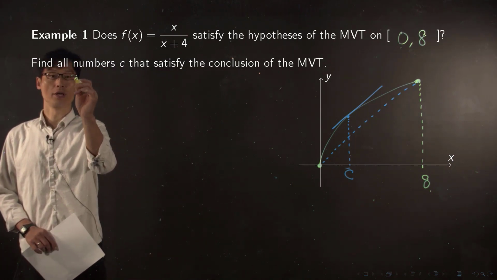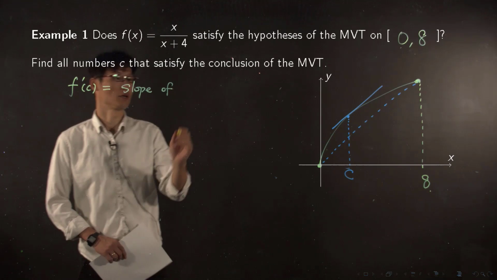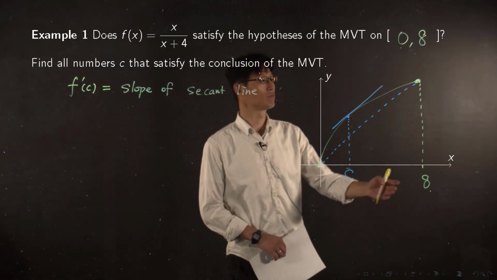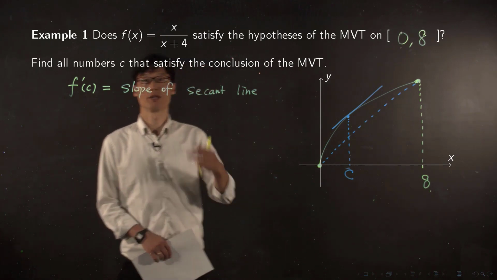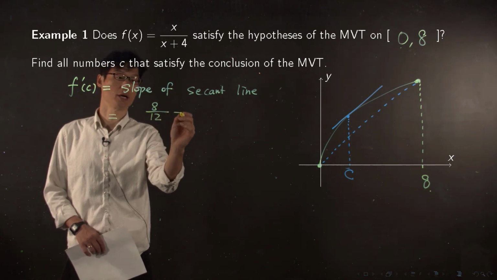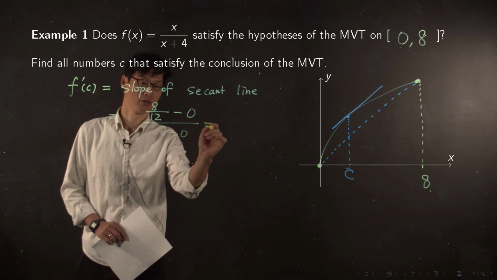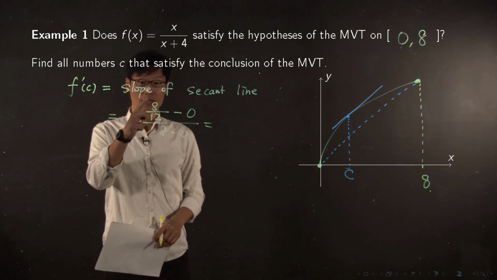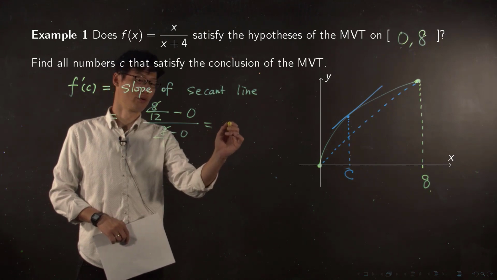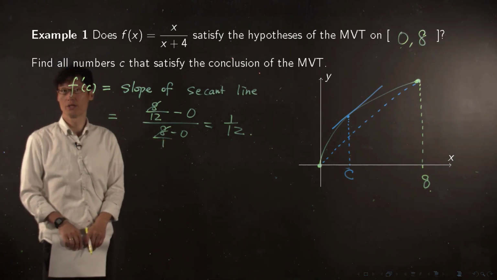So f prime of c is going to be the slope of the secant line. For the slope of the secant line, we look at rise over run. For the rise, we plug in 8, so it's 8 over 12, minus, when you plug in 0, 0 over whatever. So this is the rise, and the run is 8 minus 0. So basically we have 8 over 12 over 8 over 1, so we have 1 over 12. We want to find some point c so that the slope is 1 over 12.